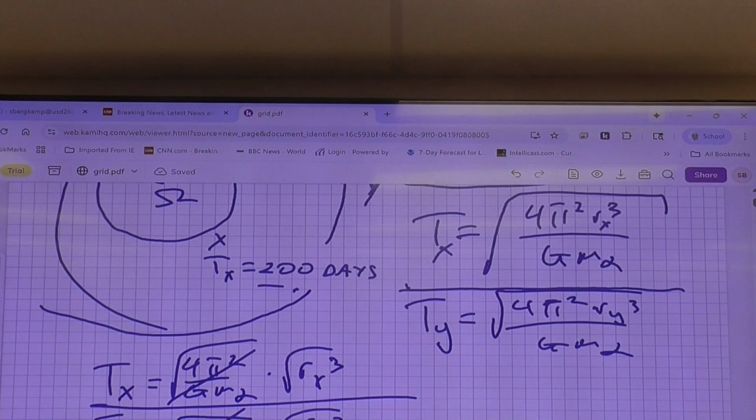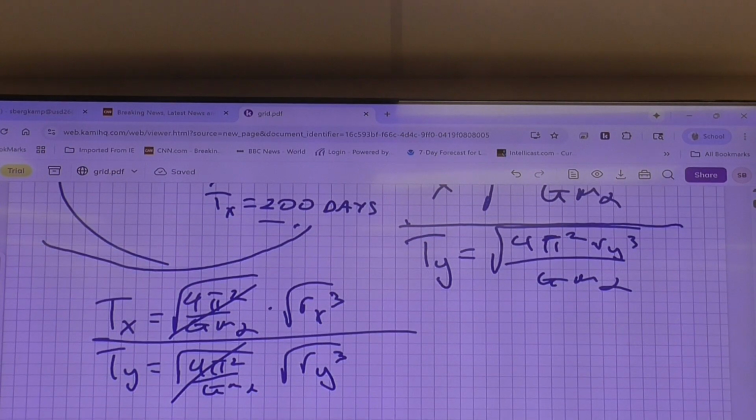That's what I've got. So what I'm left with is the period of x over the period of y is going to equal the radius of x cubed over the radius of y cubed, and the square root of that. Okay? Cool. Now, I remember this. Since I hate square roots, let's square both sides. So if I square both sides, what do you get? Tx over Ty squared equals rx cubed over ry cubed, otherwise known as Kepler's third law.